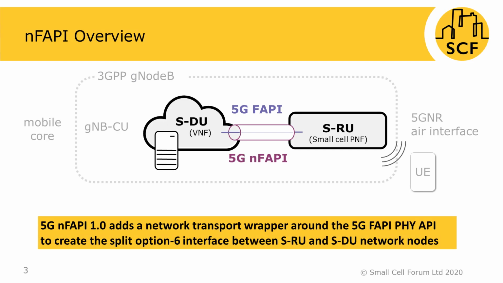A quick overview of the framework of NFAPI. In the disaggregated architecture of 3GPP, we have the CU and DU, and in Small Cell Forum, we use the terminology of SDU and SRU. We will explain that terminology in a later slide. The CU and DU connect to the RU over a 5G NFAPI link. The 5G NFAPI adds a network transport wrapper around the 5G FAPI, and the 5G FAPI was published last year. It's a PHY to MAC API.